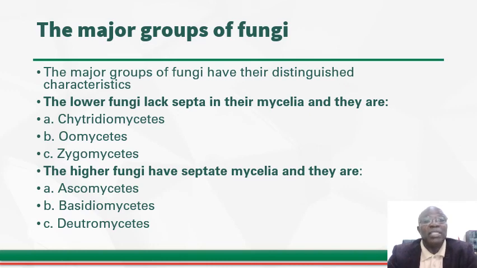Now we look at the major groups of fungi as we have just seen them. The major groups of fungi have their distinguishing characteristics as we have just enumerated, and from there you can identify them on the basis of those characteristics. Those major groups are classified into lower and higher fungi. Under the lower fungi we have the Pseudomycetes, the Oomycetes, and the Zygomycetes. While the higher fungi, as I said earlier, have septate mycelia, and the members include Ascomycetes, Basidiomycetes, and Deuteromycetes.